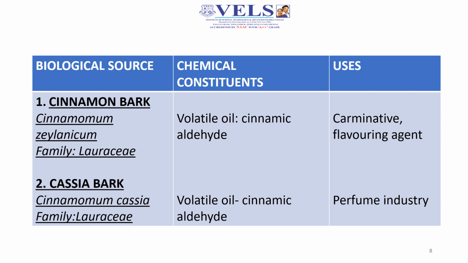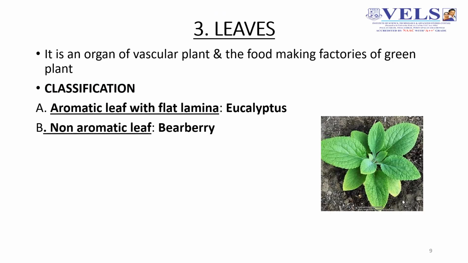Then cassia bark, Cinnamomum cassia, belongs to family Lauraceae. Chemical constituents are volatile oil, mainly cinnamic aldehyde. Uses are in the perfume industry, flavoring agent, carminative, etc.